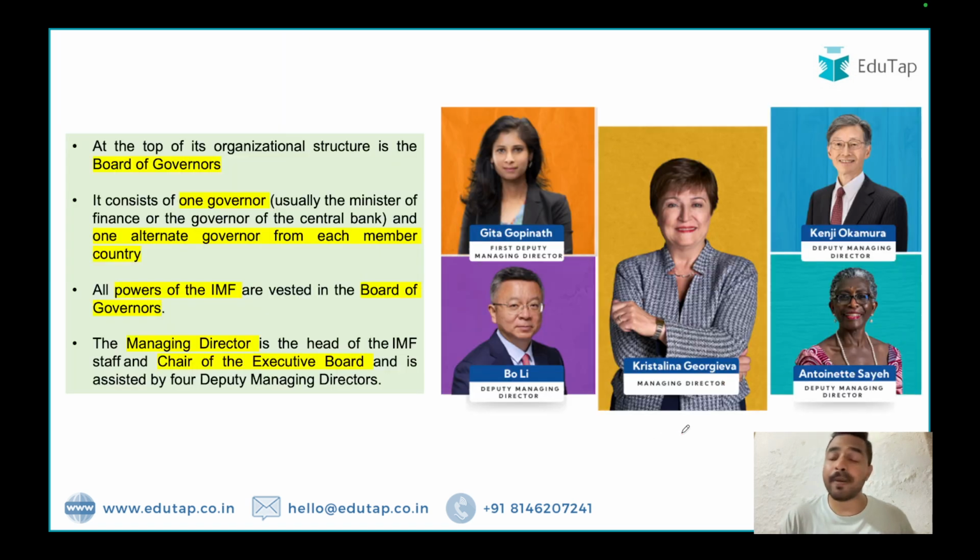अब हम बात करते हैं, जब हम ऑर्गेनाइजेशनल स्ट्रक्चर की बात करें IMF की, सो बोर्ड ऑफ गवर्नर्स इज एट द टॉप ऑफ इट्स ऑर्गेनाइजेशनल स्ट्रक्चर विच कंप्राइजेज ऑफ वन गवर्नर विच इज यूजुअली द मिनिस्टर ऑफ फाइनेंस और द गवर्नर ऑफ द सेंट्रल बैंक एंड द वन ऑल्टरनेट गवर्नर फ्रॉम ईच मेंबर कंट्री. ठीक है, सो गाइज जब हम बात करते हैं पावर्स की IMF की, सो दे आर बेसिकली वेस्टेड इन द बोर्ड ऑफ गवर्नर्स एज इट इज एट टॉप ऑफ इट्स ऑर्गेनाइजेशनल स्ट्रक्चर.